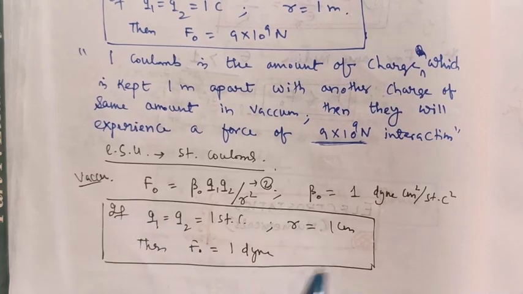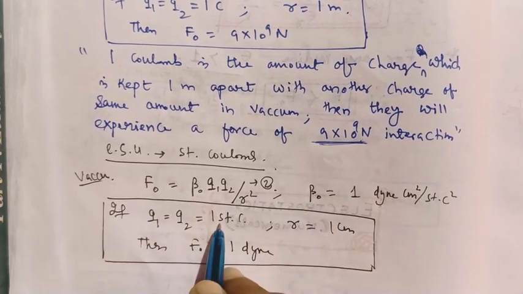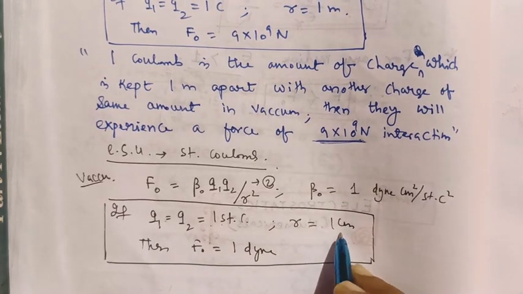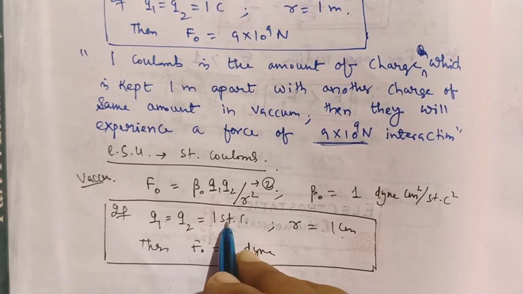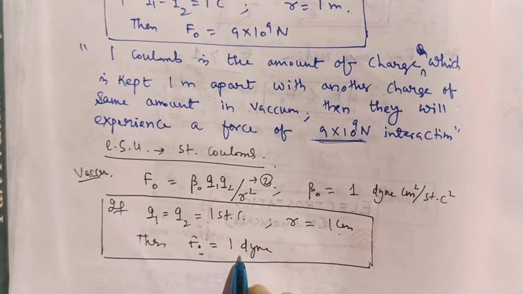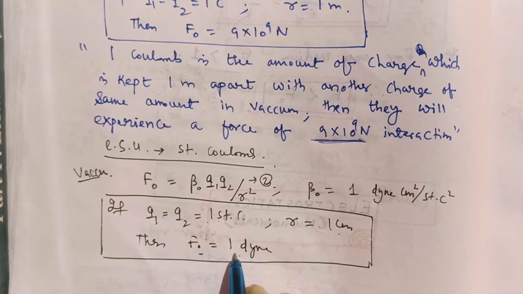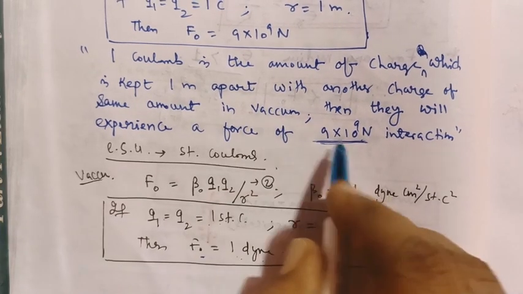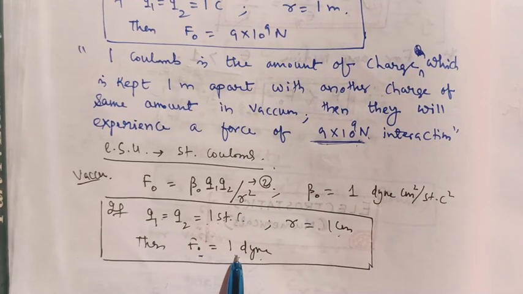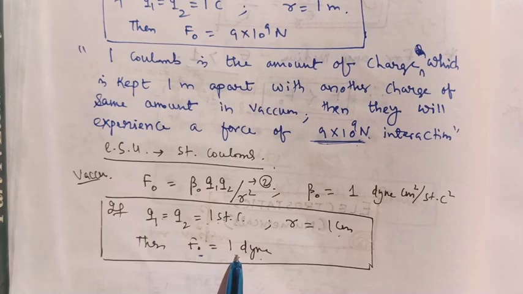So what language will we say? 1 stat Coulomb is the amount of charge which, if kept 1 centimeter apart with another charge of the same amount in vacuum, will experience an electrostatic force of interaction of how much? 1 dyne. In SI unit you say 9 into 10 to the 9 Newton. Here you will say that the interaction force will be 1 dyne. This is the way you will define 1 Coulomb and how you will define 1 stat Coulomb. Then we will go to the next problem.